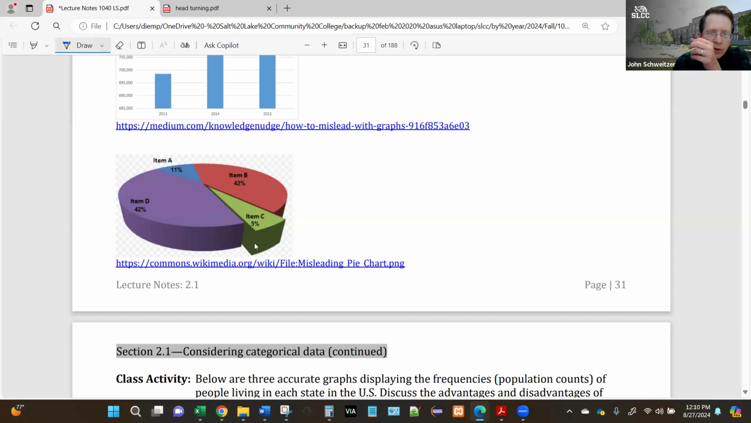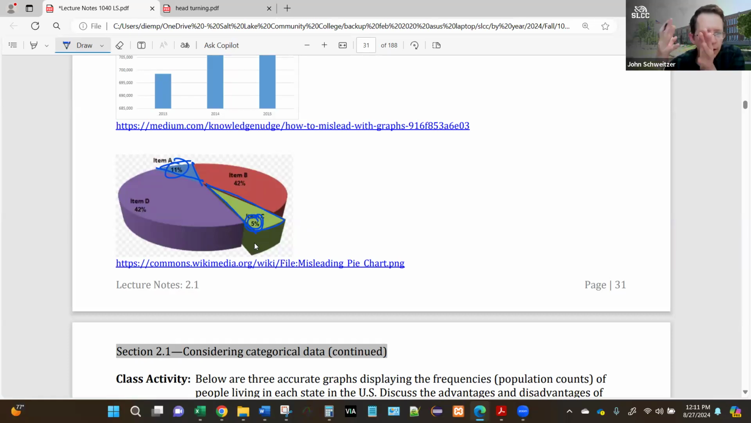Well, items in the foreground are exaggerated. Items in the background are minimized. Item C here is 5%. Item A back here is 11%. And 11 is twice 5, right? Or more, it's more than twice as large as 5. But you can tell that that slice in the back there just looks much smaller than the slice in front.